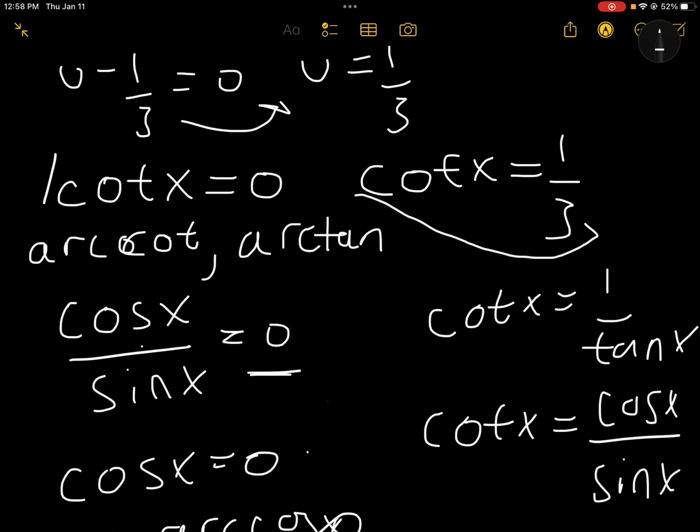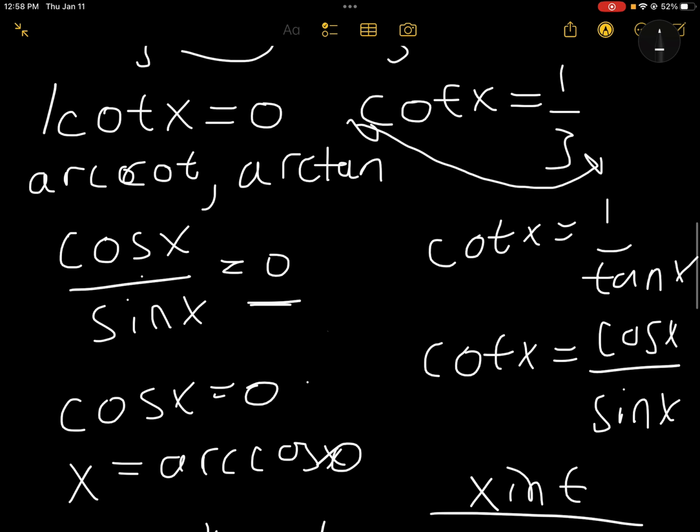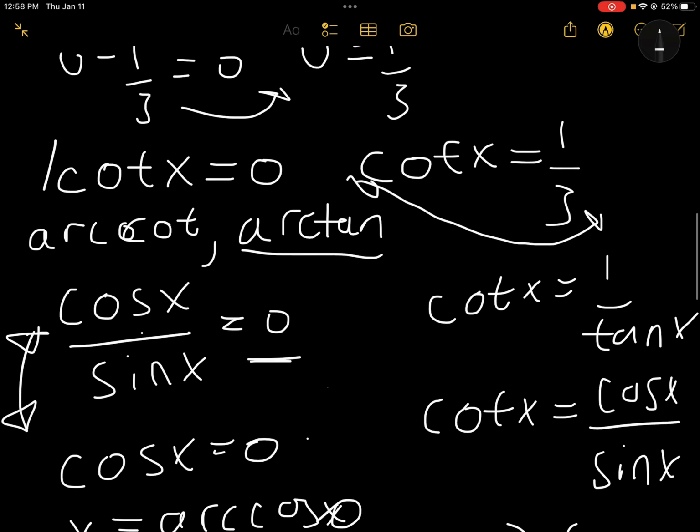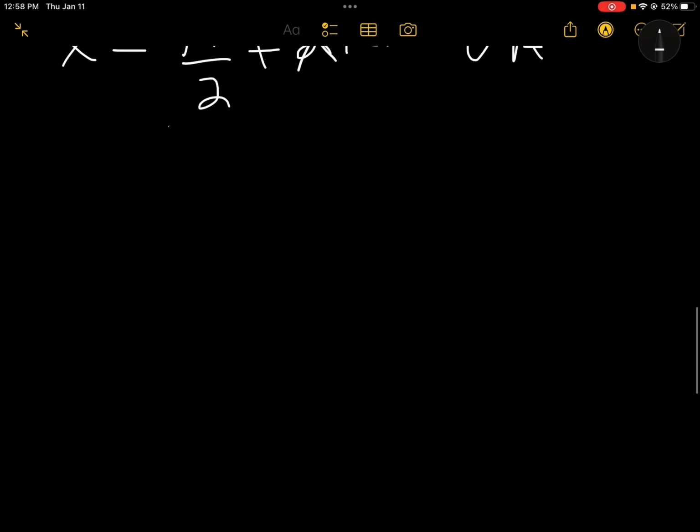Now let's do this one. Again, you can use tan. I'm not saying you can't. I'm just saying that this is probably the better way of showing your work. So, let's do cotangent of x equals 1/3. Now this one I can do tan, or cotangent, but I'll do arctan.